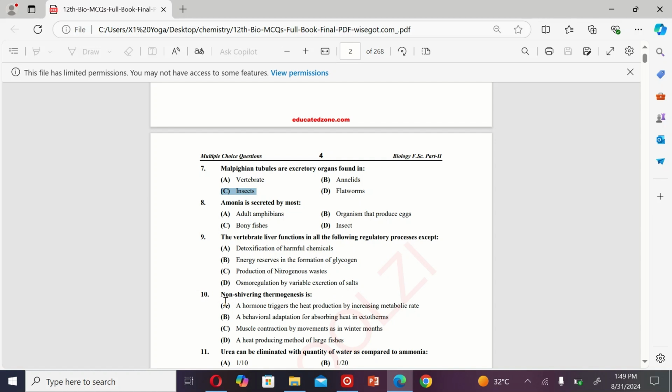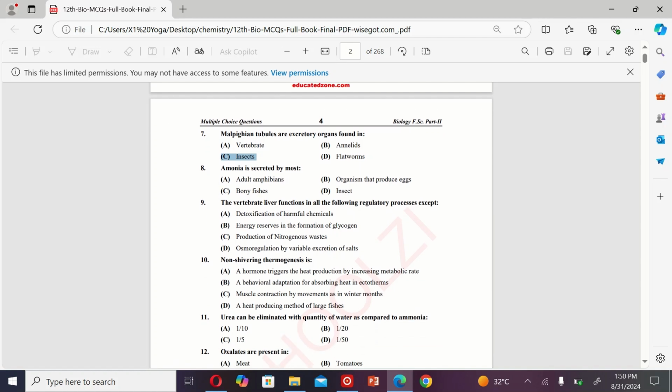The next MCQ is: non-shivering thermogenesis is A. A hormone triggers the heat production by increasing metabolic rate, B. A behavioral adaptation of absorbing heat in ectotherms, C. Muscle contraction by movement as in winter months, and D. A heat producing method of large fishes. So the correct option is A.